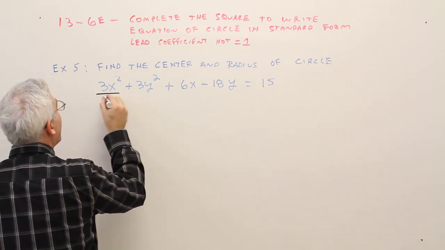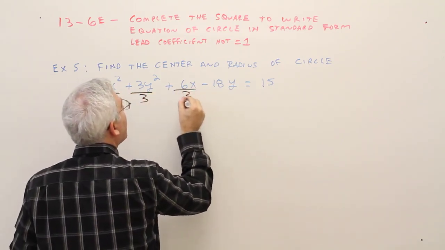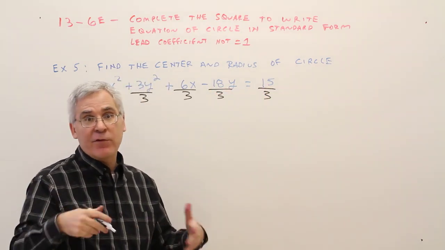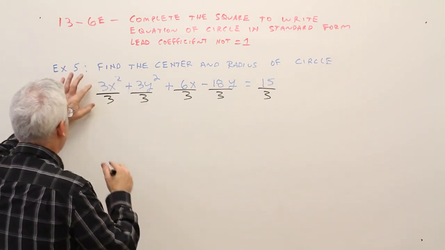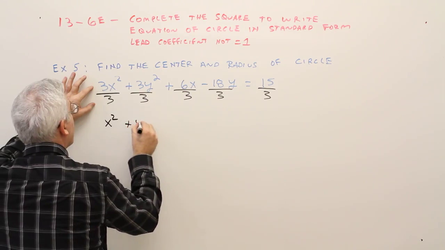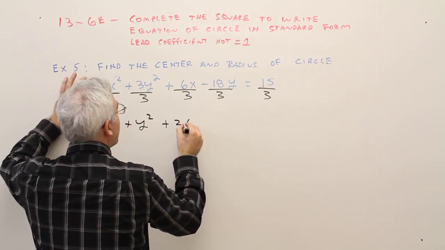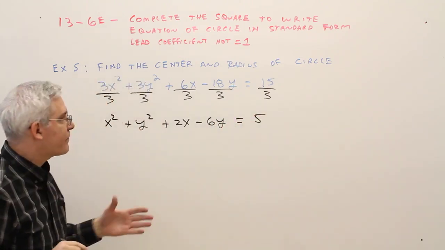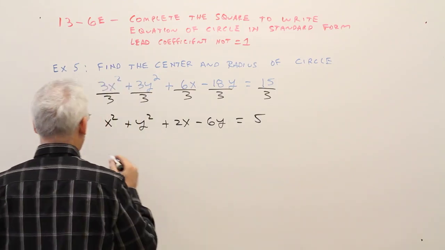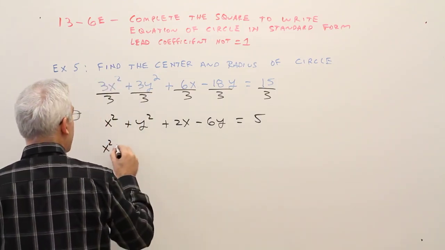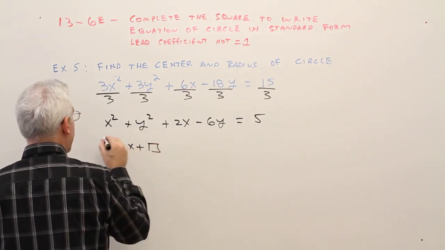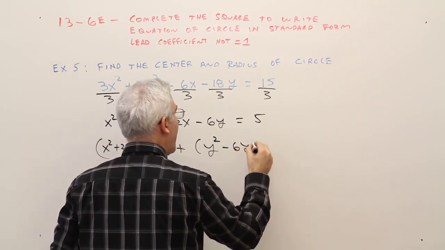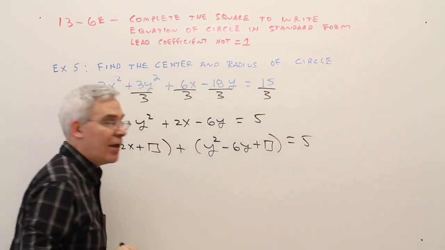So I'll just divide by 3, divide by 3, divide by 3, divide by 3, divide by 3. And then you'll get the lead coefficient to be 1, and you just do what we did in the previous example. So this turns into x squared plus y squared plus 2x minus 6y equals 5. Then all I'm going to do is combine my terms like I did before. X squared plus 2x plus magic box plus y squared minus 6y plus magic box equals 5.